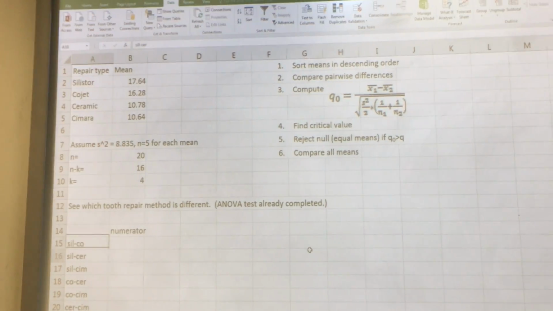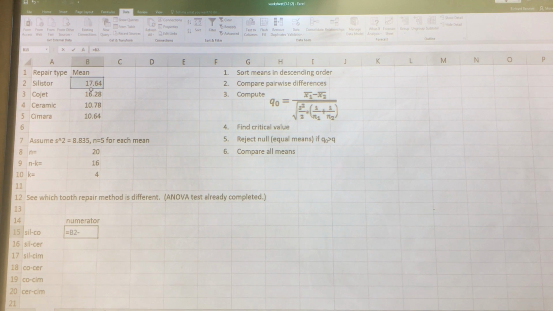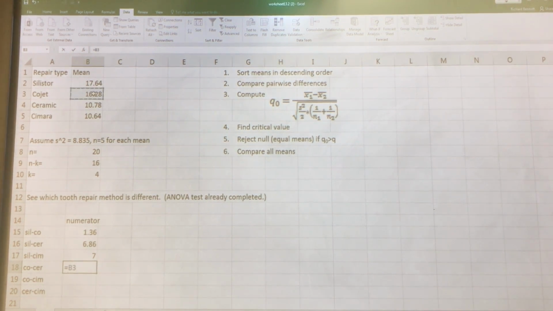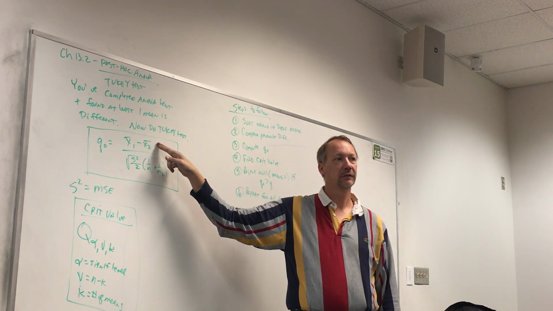Okay, so as I do this, my numerator in this case is going to be Sillistor minus the cojet. It's going to be the Sillistor minus the ceramic. It's going to be the Sillistor minus the Samara. It's going to be the cojet minus the ceramic. It's going to be the cojet minus the Samara. And it's going to be the ceramic minus the Samara. All right, so I've just done the numerator for all of my pairwise differences.